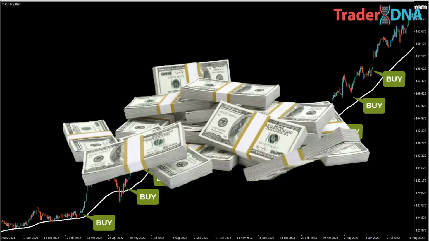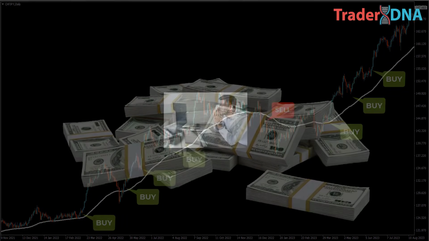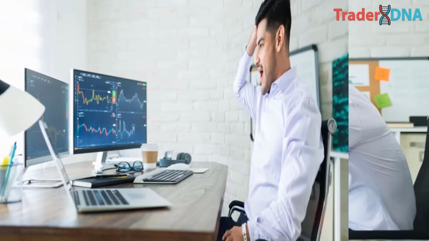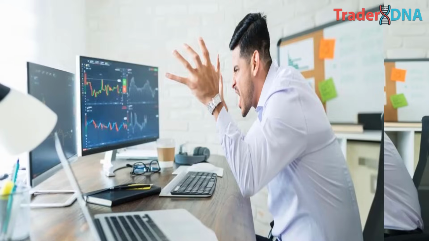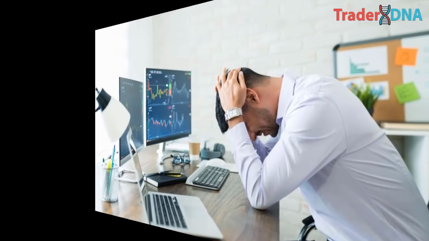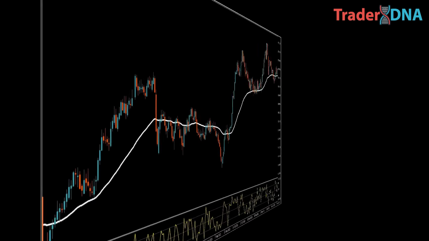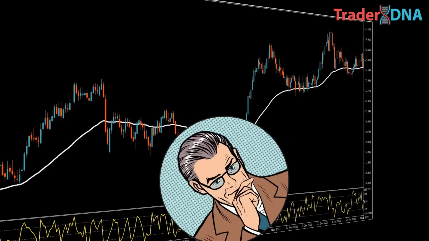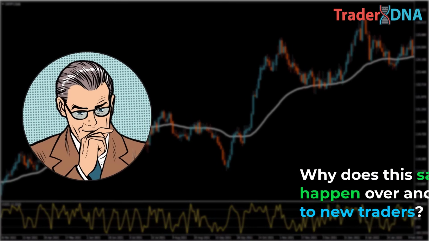But here's the crazy part. So many traders, especially beginners and amateurs, completely fail to take advantage of trend reversals. Instead of riding the wave to bigger gains, they keep making the same mistakes, ending up with loss after loss. Meanwhile, those who truly understand trend reversals are cashing in on huge opportunities. So what's the big problem? Why is there so much confusion? And even more importantly, why does this same mistake happen over and over again to new traders?